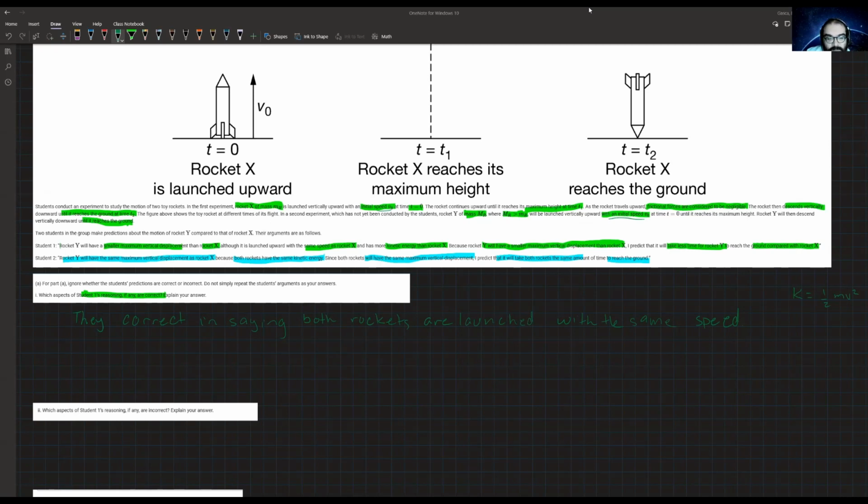I'm sorry. So if we look at this, they're telling us that rocket X and Y have the same initial speed, but rocket Y has a larger mass. So they are also correct about rocket Y having more kinetic energy.